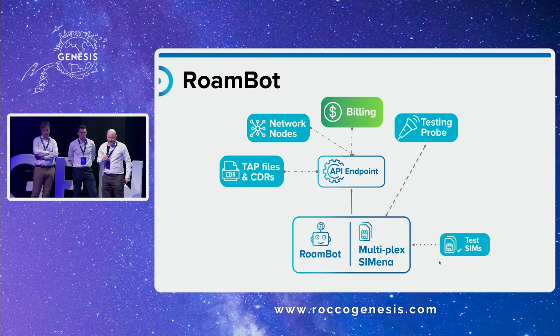So this is where the test sims will be loaded into the multiplexer, and when we're testing, we do it automatically through the test probe. But with this setup, the operator ultimately has what they need to do if they want to be part of this. They sign up, load their details to RoamBot, send their test sims, install the probe, and most importantly, implement the API endpoint.